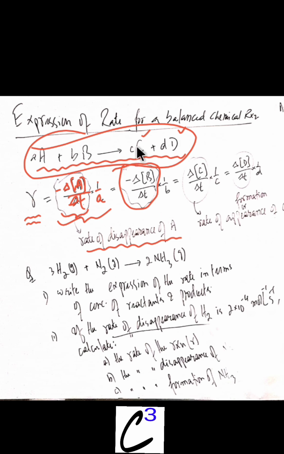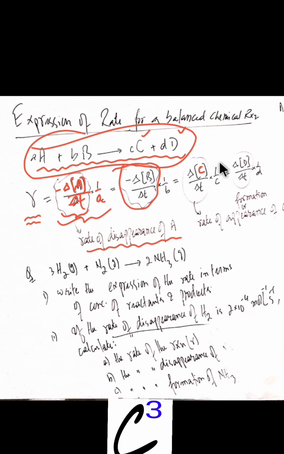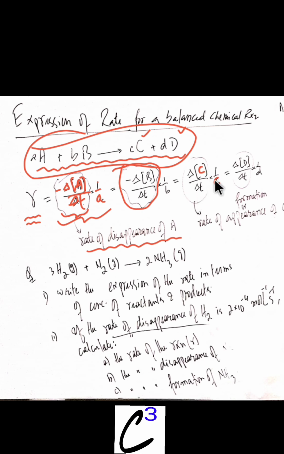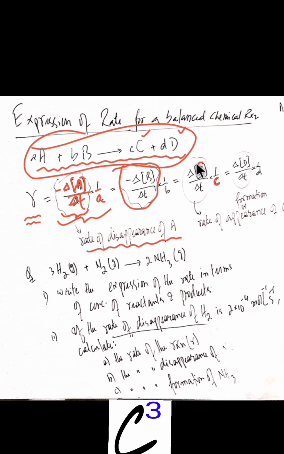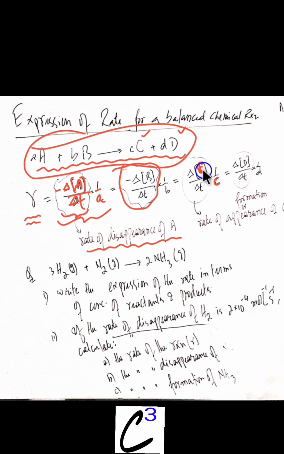In terms of concentration of C and D, this is represented by delta C, this is capital C, and delta C divided by delta T into 1 by c, this is small c. Okay, this is capital C and this is small c. Okay, similarly in terms of D, the rate of this particular reaction is equal to delta D divided by delta T into 1 by d, and here this delta C, this is C not E. Okay, this looks like E.